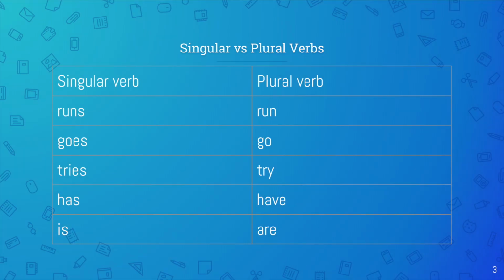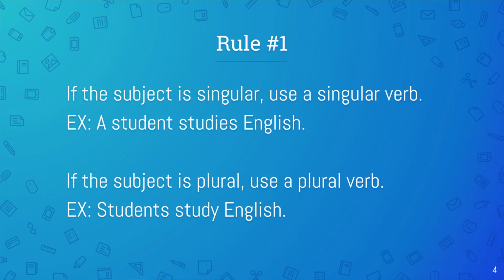Here are some examples of singular and plural verbs. For most regular verbs, you just add an S, an ES, or if they end in a Y, take the Y away and add IES. Be verbs are a little bit different, but hopefully you know the rules for be verbs. There are several rules that you need to know about for subject-verb agreement.